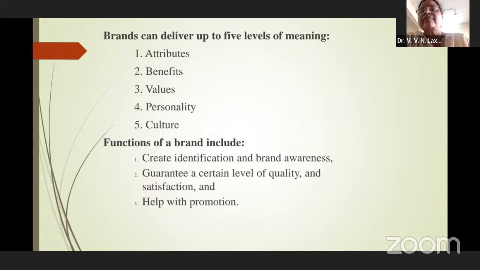A brand will definitely help with promotions. That is, it will be easy to promote the product over the national media or social media or in the hoardings and all when we take the name of the brand and we show the picture.